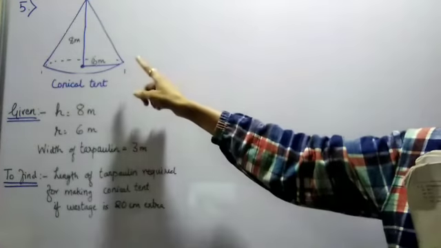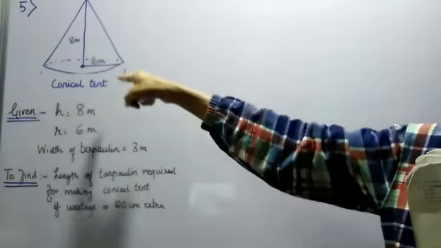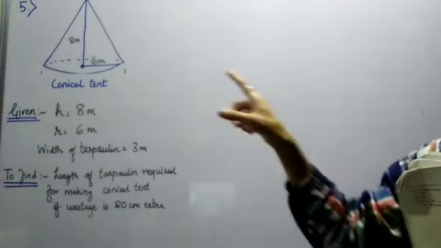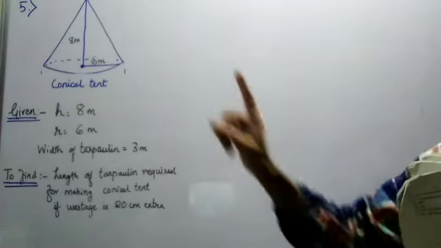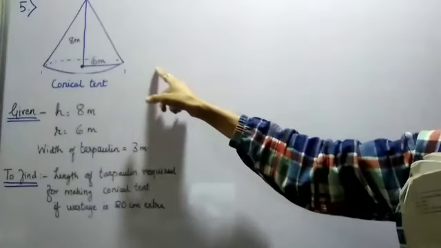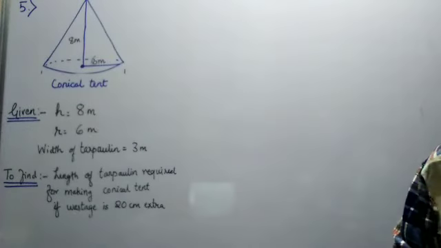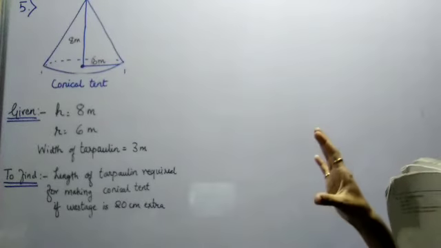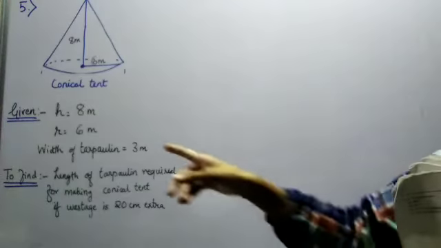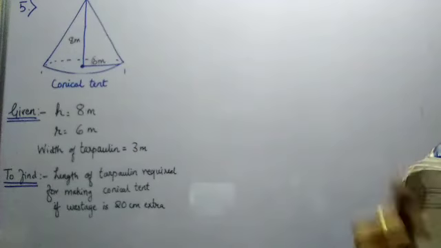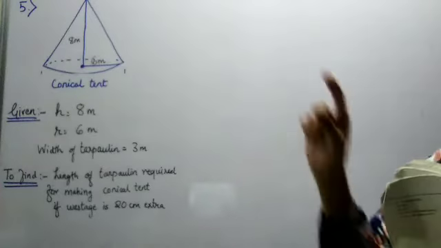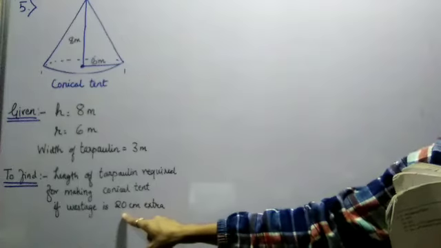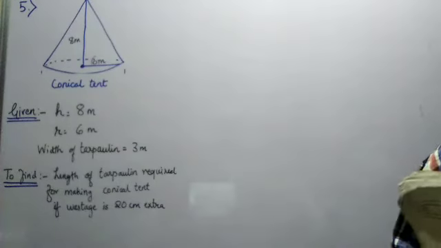So we have to make a cone whose dimensions are given with the help of a tarpaulin cloth. So the area of the tarpaulin should be equal to the curved surface area of the cone. Now this tarpaulin cloth comes in the shape of a rectangle whose width is already given to us, which is 3 meters. We have to find out how much length of the tarpaulin is required to make this tent if 20 centimeter extra is required for stitching and other wastage.